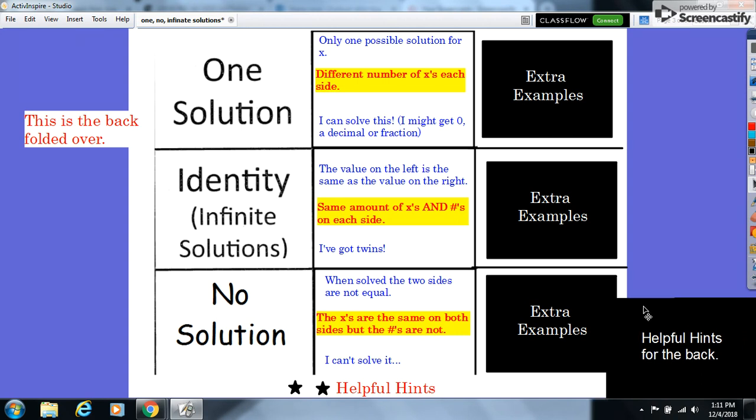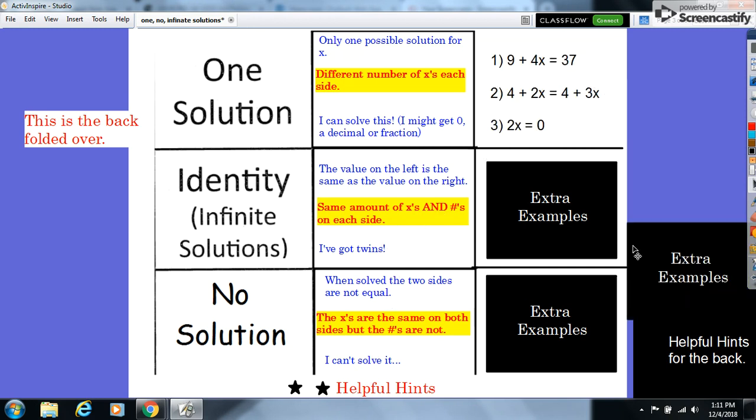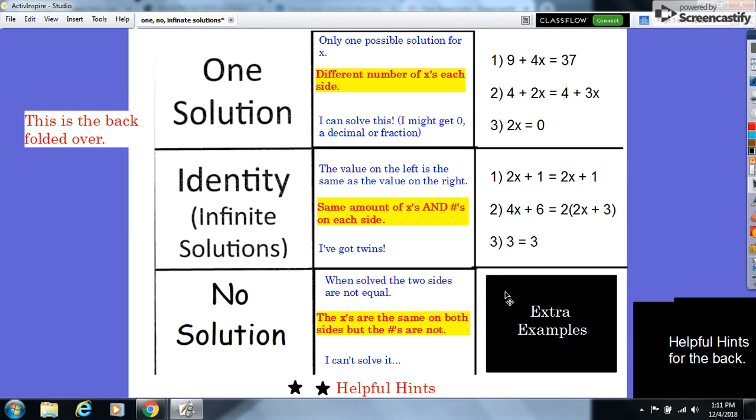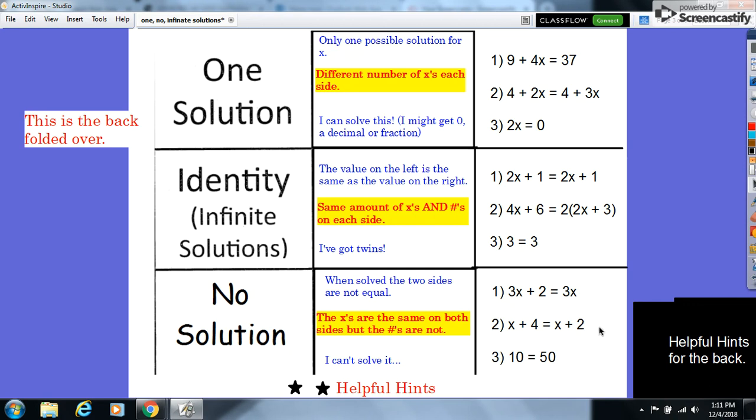And finally, when solved, the two sides will not be equal for a no solution equation. Here's the thing to notice. The x's are the same on both sides, but the numbers are not. You can't solve it. If you wanted some extra examples of ways that each of these types of equations could look, here's the way they can look.